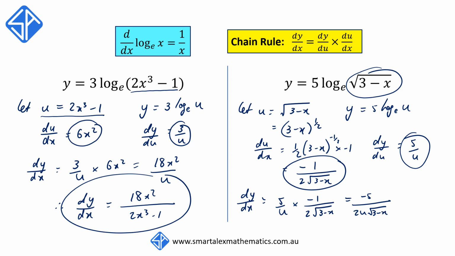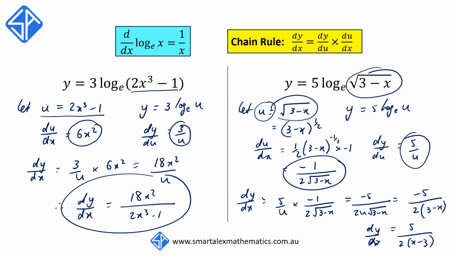And again, we're going to replace the u with the square root of 3 minus x, and this will just reduce to minus 5 on 2 times 3 minus x. And to tidy this up a little bit, that's 5 on 2 times x minus 3. And that's our expression for dy on dx.